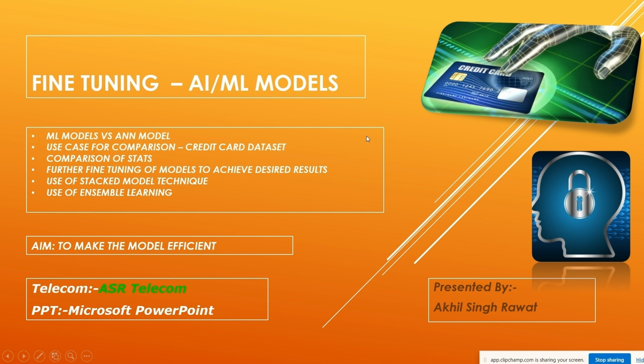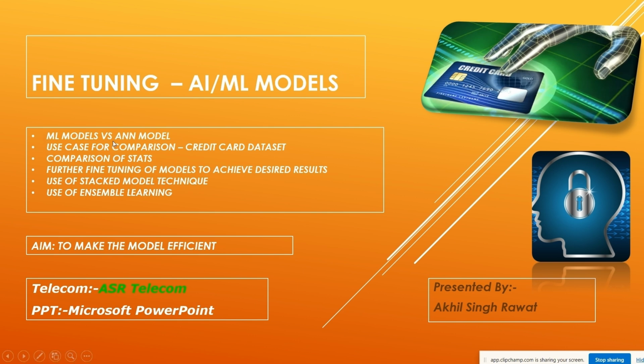This time I've come up with the project video of fine tuning the AI and ML models. This is the most important part as it tends towards efficiency, performance, cost effectiveness, and specialization. So our use case is credit card fraud detection, the project video that I made last time. Okay, we will discuss these points later.